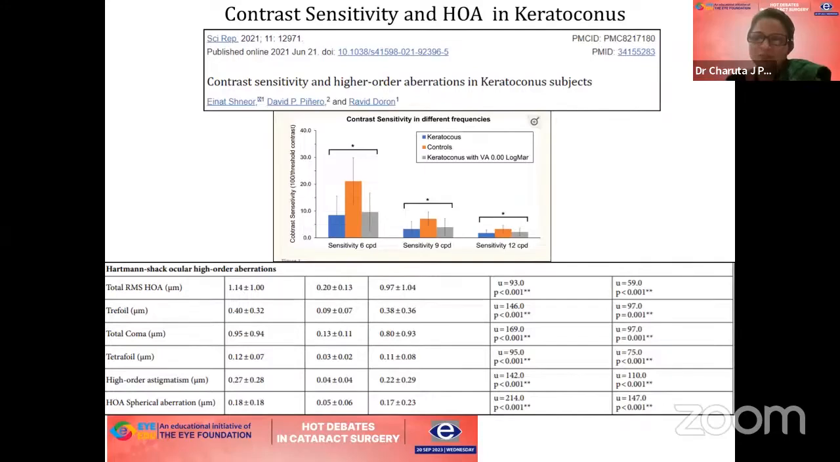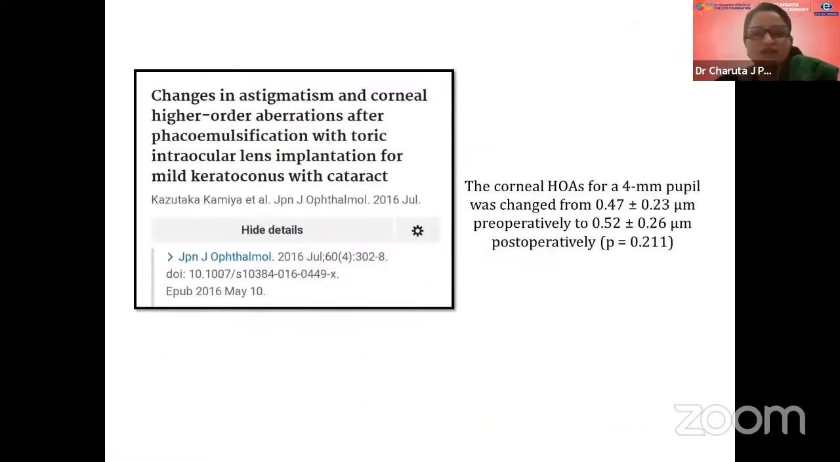and spherical aberration. The contrast sensitivity is again significantly lower in keratoconus compared to control groups, and significantly lower in keratoconus with a visual acuity of 0 compared to the control groups, which means that even if you have 6/6 visual acuity, your contrast is going to be lower than somebody with a normal eye, and your higher order aberrations are probably going to be higher than somebody with a normal eye.